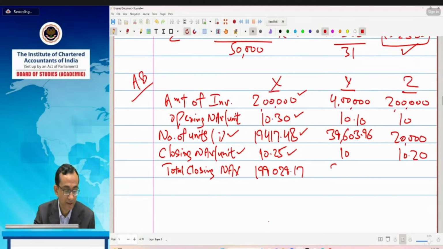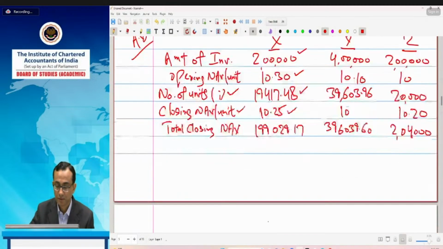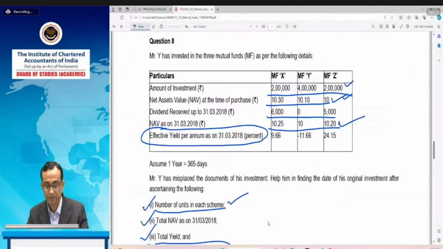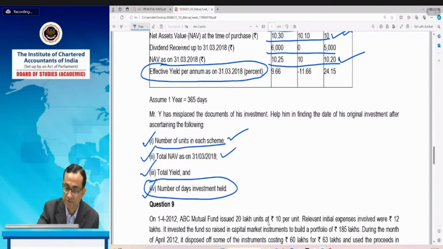So in case of Y, it will be 39,603.96 multiplied by 10.1, that is 4,00,000 approximately. And in case of Z, it will be 2,04,000. This is the total closing NAV. So the second part of the question, total NAV, we have arrived at. The first part we have already calculated.